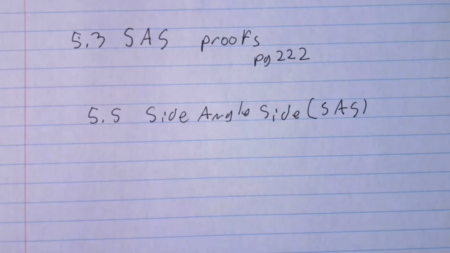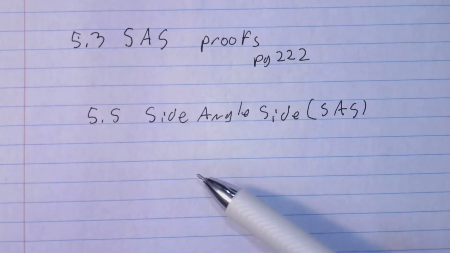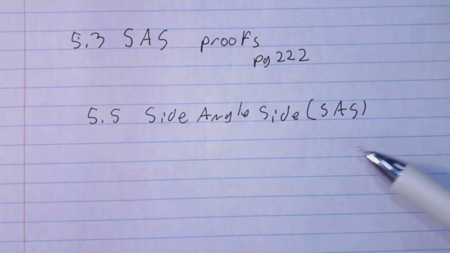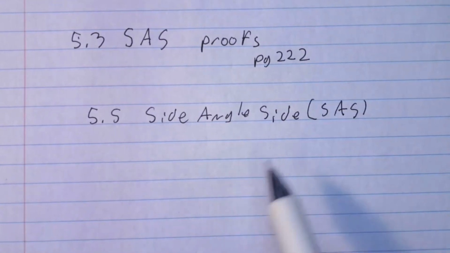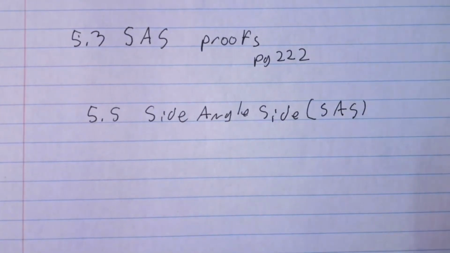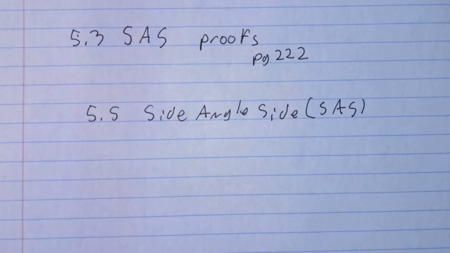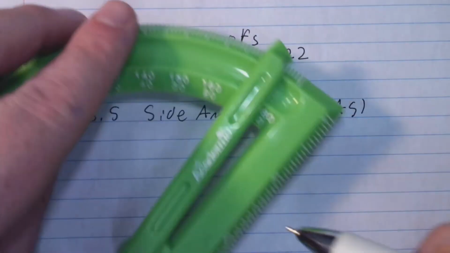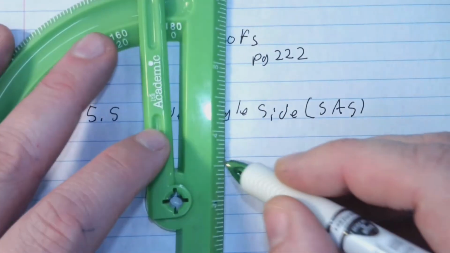Okay, I'm starting over because I ruined it by putting the thing under there. So this is what we're working on, side angle side. And we're going to work on proofs. Okay, let's write this down. Go ahead and put examples. It's a good idea to put little example triangles here.